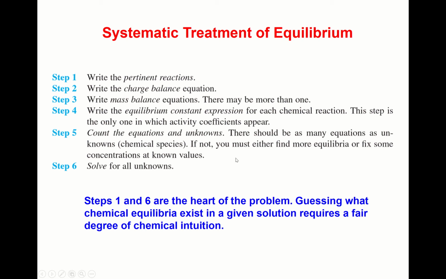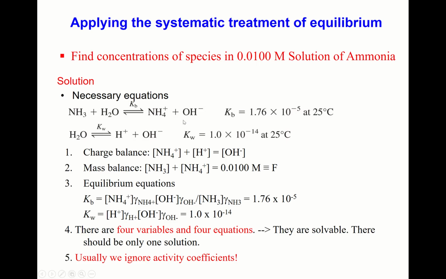Because there is only one condition after reactions, we can solve the problems with confidence. The best way to apply this systematic treatment of equilibrium is to actually solve some examples. Here is the first example, applying the systematic treatment of equilibrium. The first example is to find concentrations of species in a 0.01 molar solution of ammonia.